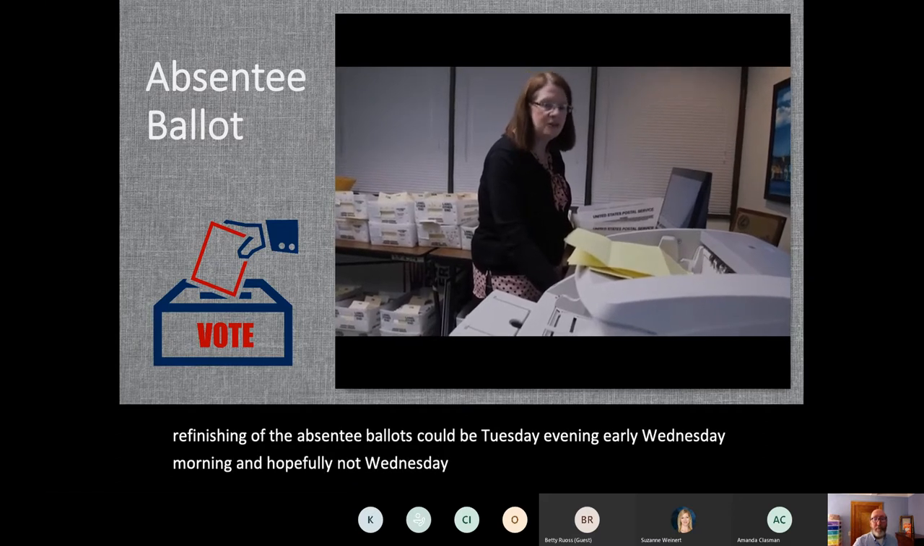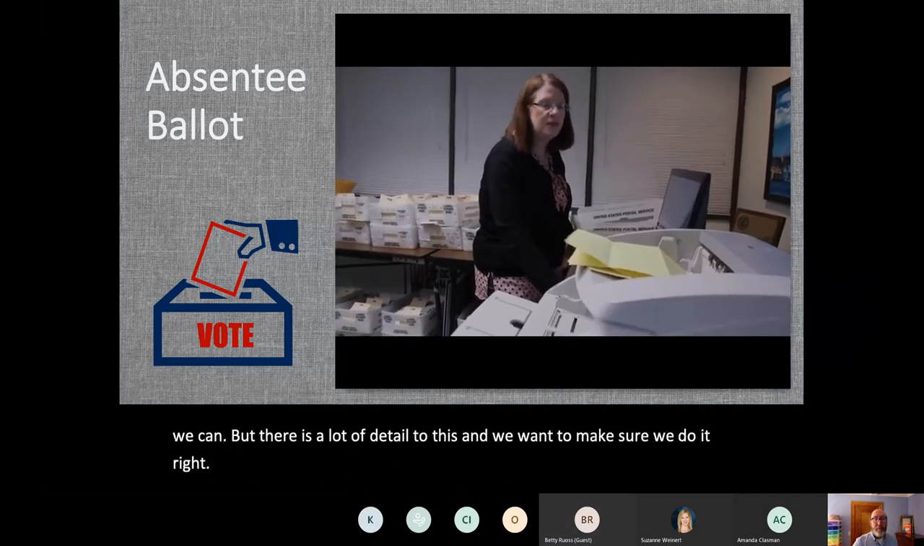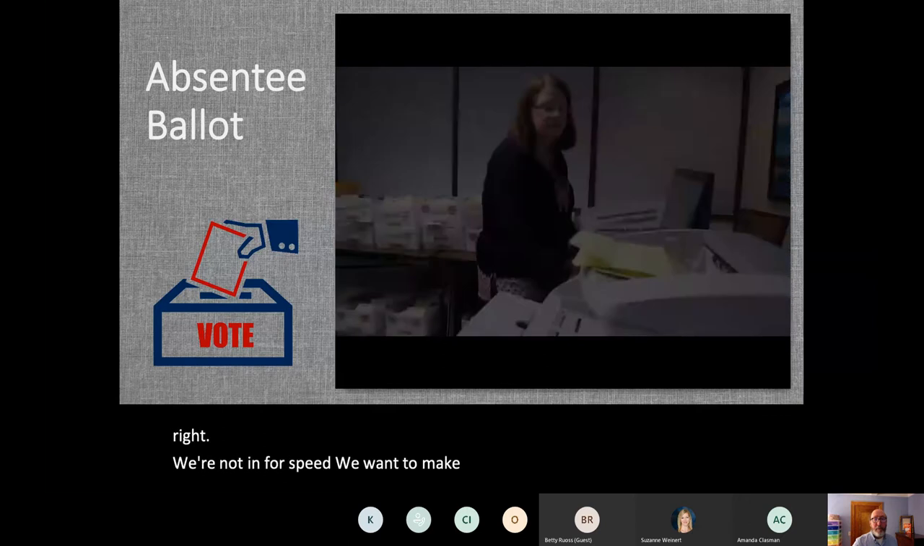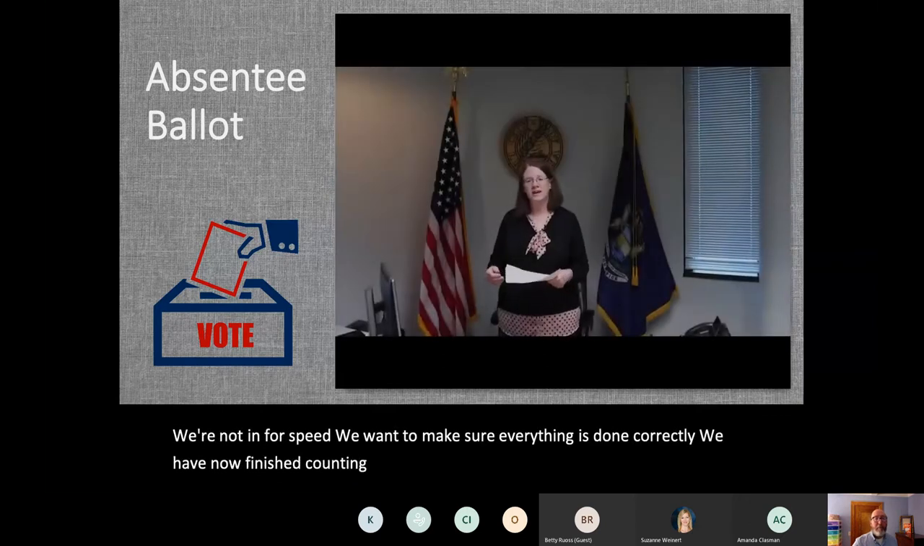We will finish as soon as we can, but there is a lot of detail to this, and we want to make sure we do it right. We're not in for speed. We want to make sure everything is done correctly. We have now finished counting all the ballots. We have tabulated, and we have our results.